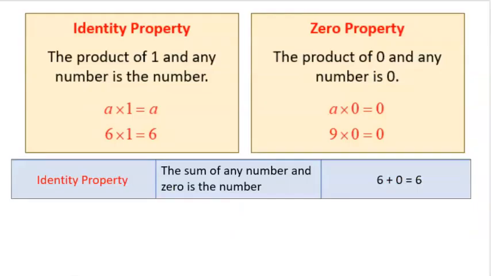The identity property just states that the product of 1 and any number is going to be that number. So 6 times 1 will still be 6. The zero property of multiplication just states that the product of 0 and any number is going to be 0. So 0 times 9 would be 0. Or 0 times a variable would still be 0. And then the identity property just says that the sum of any number and 0 will still be that number.